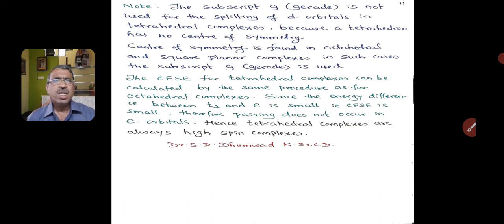The CFSE for tetrahedral complexes can be calculated by the same procedure as for octahedral complexes. Since the energy difference between T2 and E is small, the CFSE is small. Therefore, pairing does not occur in E orbitals. Hence, tetrahedral complexes are always high spin complexes.